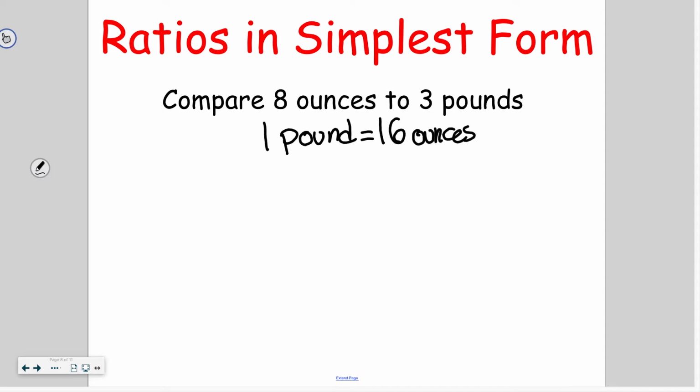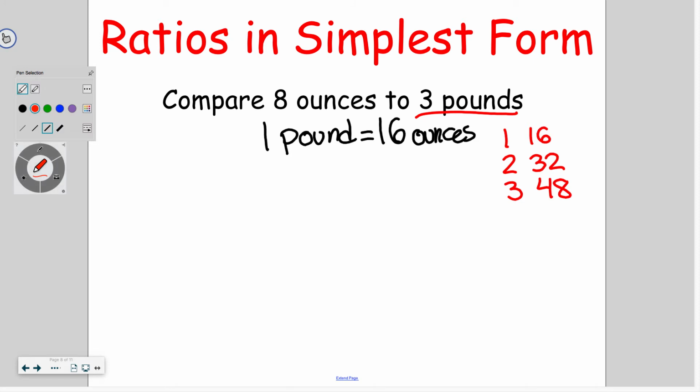So we've got 8 ounces to 3 pounds. I want to make sure that our labels are the same so that we're comparing the two same types of quantities. So I'm going to change my 3 pounds into ounces. So for 1 pound, I've got 16 ounces, which means in 2 pounds, I've got 32 ounces because I have 16 ounces twice. And in 3 pounds, I have 48 ounces. So my 3 pounds is going to get replaced with 48 ounces.